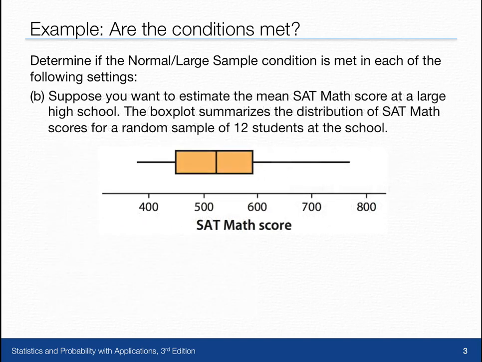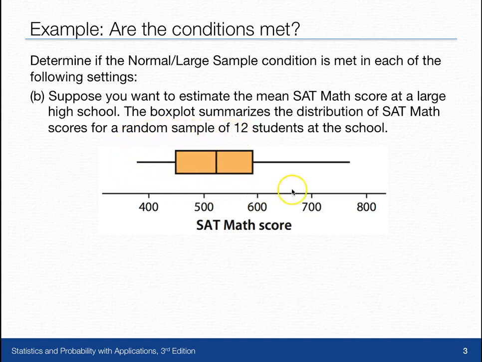For B, suppose we want to estimate the mean SAT math score at a large high school. This box plot summarizes the distribution of SAT math scores for a random sample of 12 students at the school. Well, again, in this case, we don't know whether or not the data come from a normally distributed population, so we check the sample size. And the sample size is smaller than 30, so we'll have to take a look at the shape of the distribution.